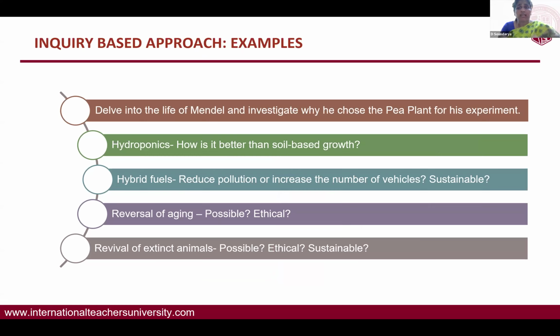So why did he choose that? What if we would have chosen some other animal or plant? What would have been the results? Would they be same? Would they be different? This is a question. Would the genetics have changed? Would we have used something else?